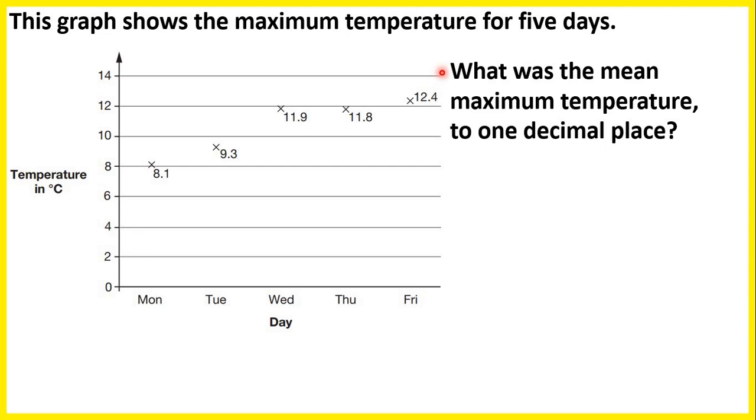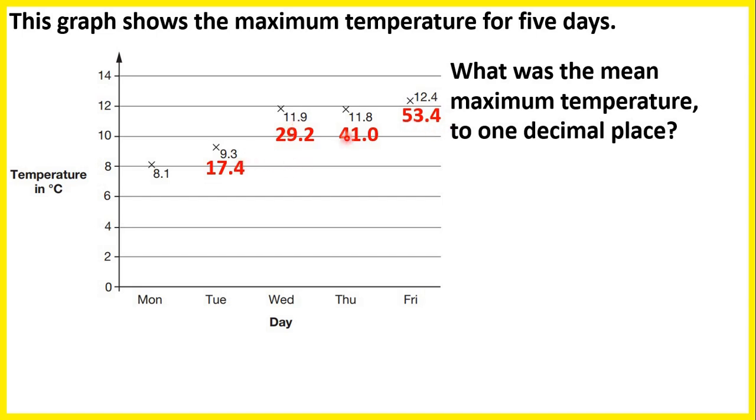Now, what was the mean maximum temperature to 1 decimal place? So the mean is the average, and to find the mean, we add up the total of what we have and then divide by the number of things. So here, divide by 5 because we have 5 days. So 8.1 plus 9.3 is 17.4. 17.4 plus 11.9 is 29.2. 29.2 plus 11.8 is 41.0. And then if we add 12.4 to that, we get 53.4.